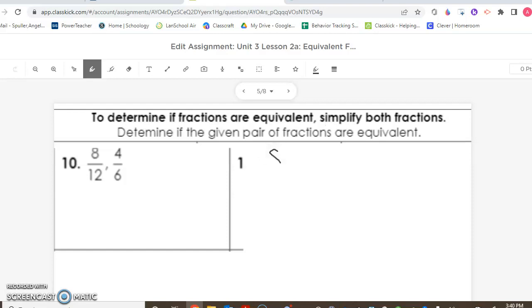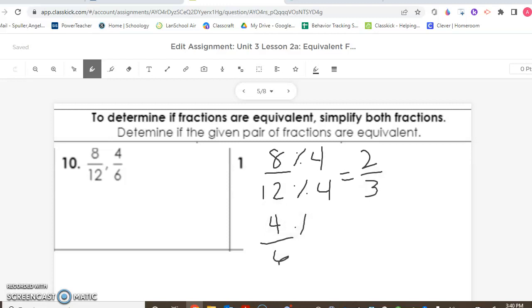So to do so, I'm going to take 8 over 12, and I'm going to simplify. Well, I can divide both of these by 4. 8 divided by 4 is 2, and 12 divided by 4 is 3. Now, I'm going to take 4 over 6, and I can divide both of them by 2. So 4 divided by 2 is 2. 6 divided by 2 is 3. And look, they match. So these two are equivalent.